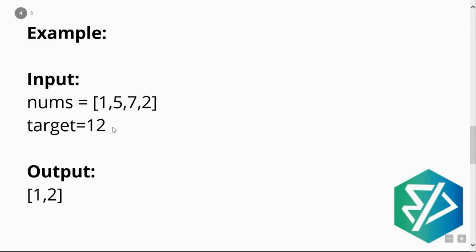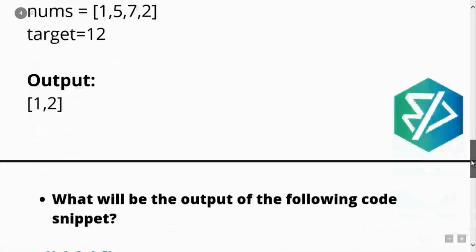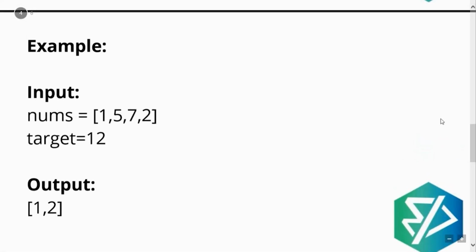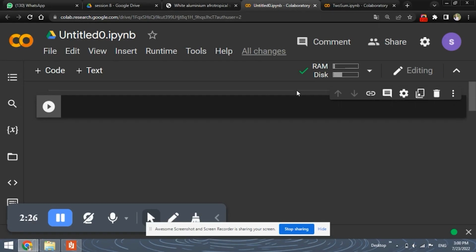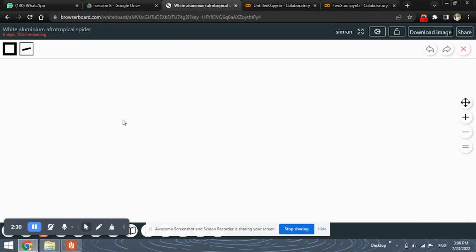So this is how you have to solve this question, wherein you have to print out the indices which, when added, give you the target number. Let's see how to solve this question using two different approaches. Before coding, let's first understand the logic that we will be using. We will be deriving two different logics, and for each logic we will code the question.